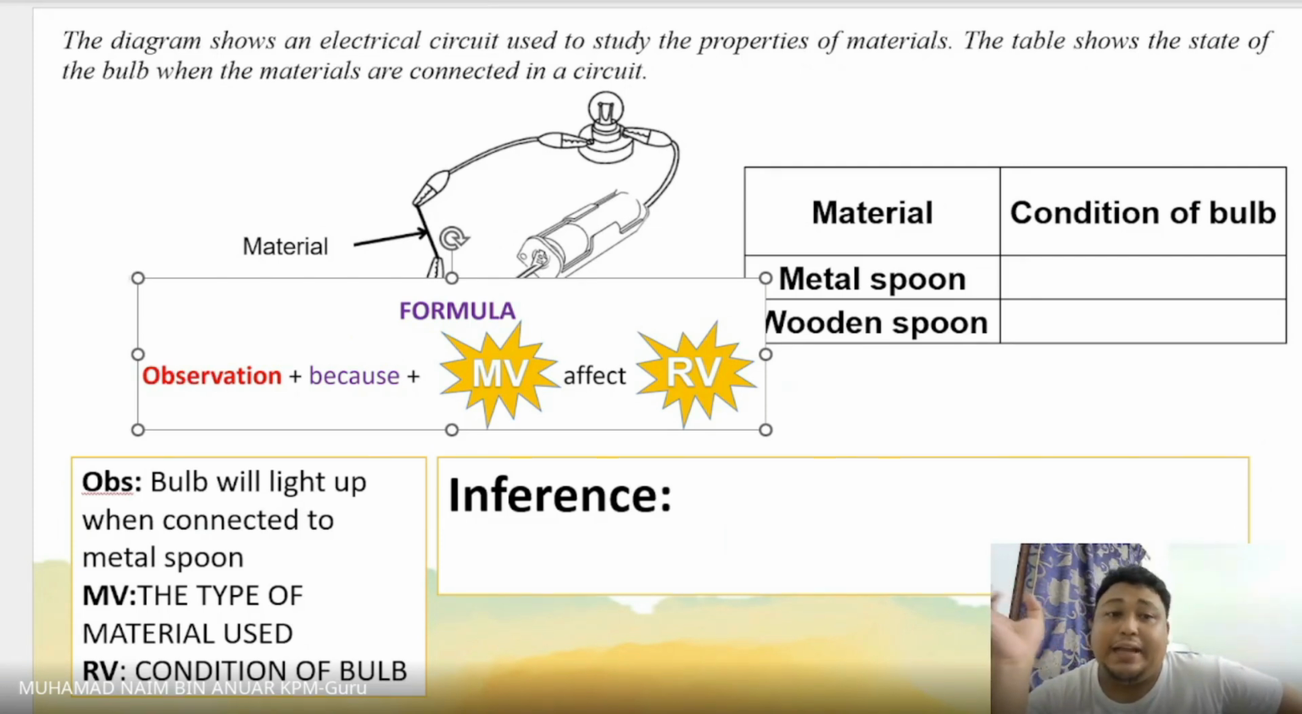But like I said just now, you don't understand this topic. You don't know how to answer. Okay? Use this formula. Observation, I gave already. Observation there. Plus the word because. Plus MV given already. Effect RV given already. Okay?